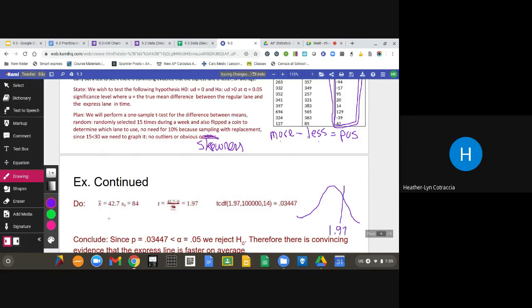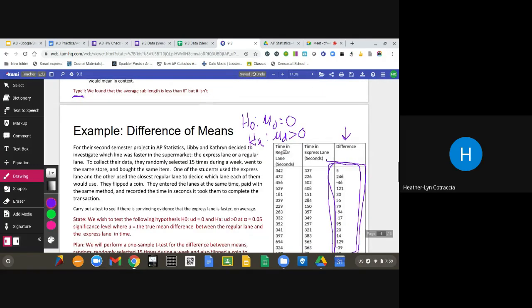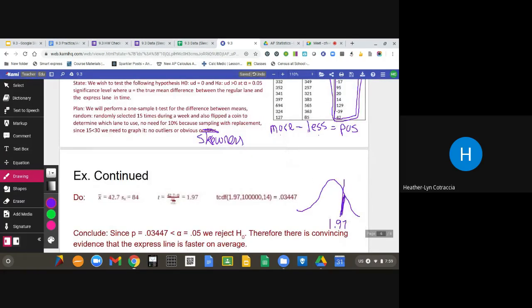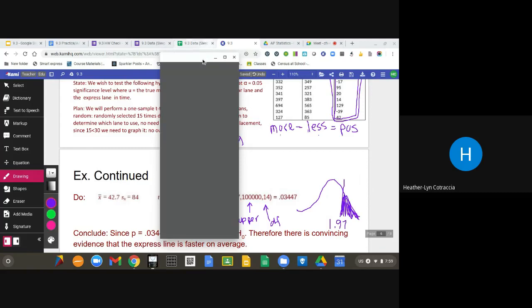Go back up to the alternative. In the alternative, there's a greater than symbol. So I'm going to shade greater than. Once I shade greater than, that tells me that this is my lower bound. This is my upper bound. And this is my degrees of freedom, which is n minus 1. Type that in on the calculator, and you get 0.03447.